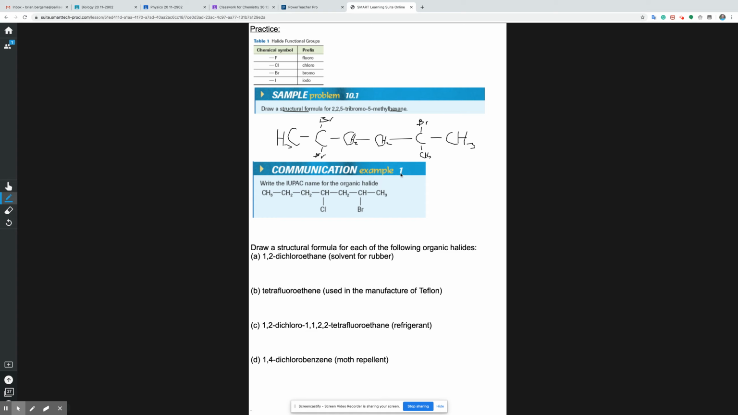2,2,5-tribromo-5-methylhexane. For naming, again, we'll start on this side. So this is carbon 1, 2, 3, 4, 5, 6, 7. So we have a 7-carbon chain. We have coming off our 2nd carbon a bromo group. So we're going to go 2-bromo, 4-chloro, heptane.